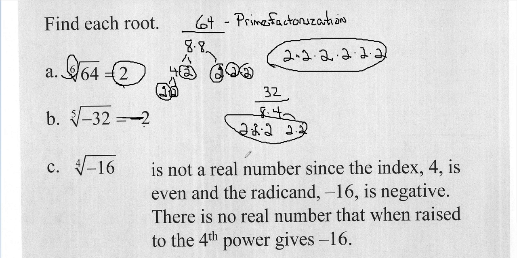And then finally, we've got this notion here. Oh, I have an even index number with a negative number underneath the radical sign. This is not possible. Just as it says here, it is not a real number since the index 4 is even and the radicand negative 16 is negative. There is no real number that when raised to the 4th power gives negative 16. So remember that. That is not possible.